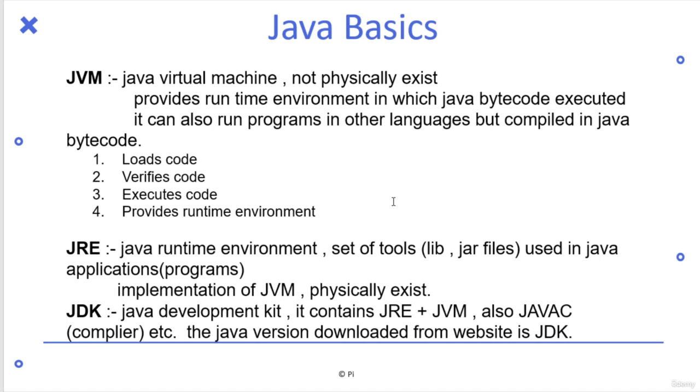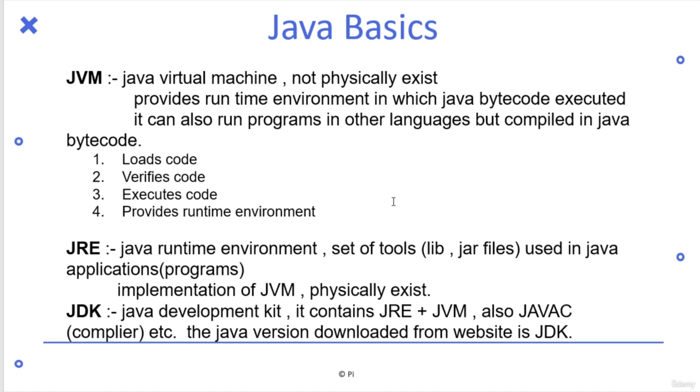So Java basics. Java consists of three basic structures, or we can say, what is the Java structure. Other than Python or C, C++, Java is a very machine independent language. So why is it machine independent? Because of these three structures: JVM, JRE, and JDK.